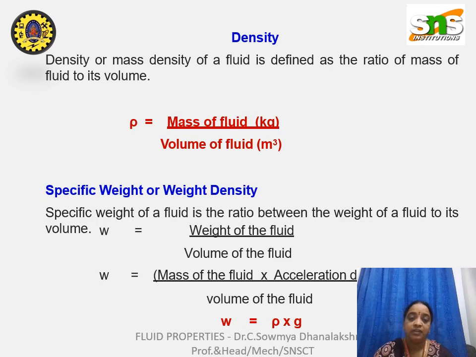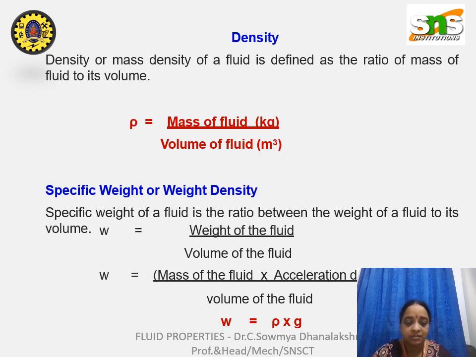Then we can enter into the properties of fluid. The first and most important property of any fluid is density, because the density of the fluid is a primary factor which determines the place of application of the fluid. It is defined as the ratio of mass to the volume of the fluid. So mass per unit volume is known as density, which is represented as rho.